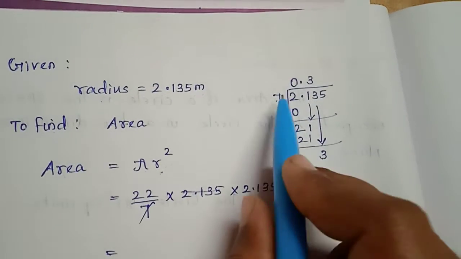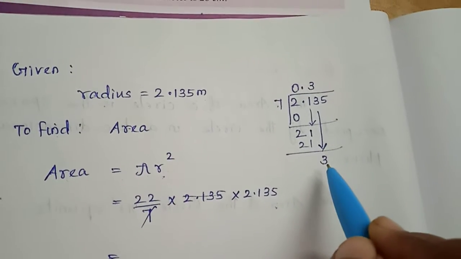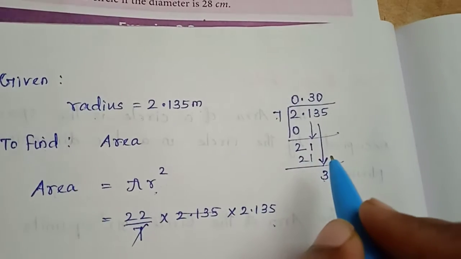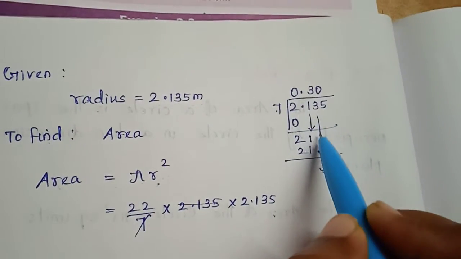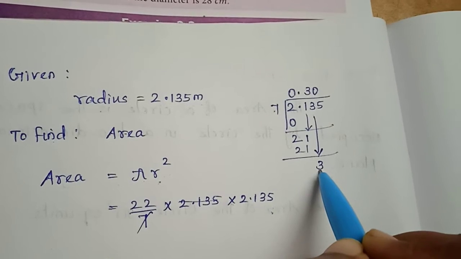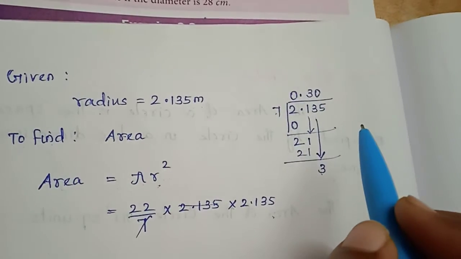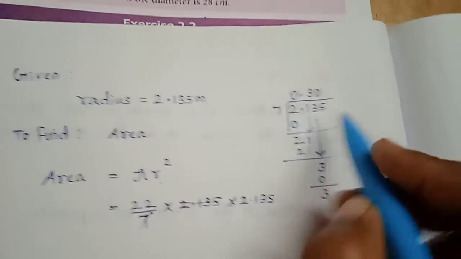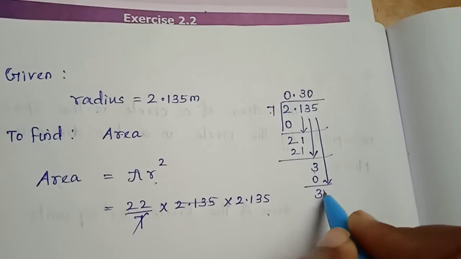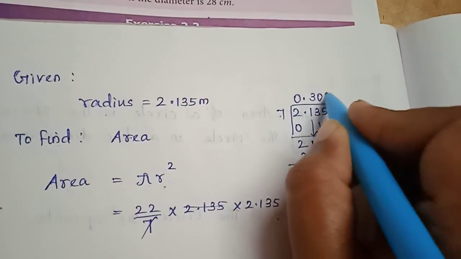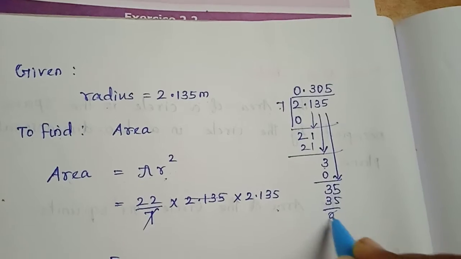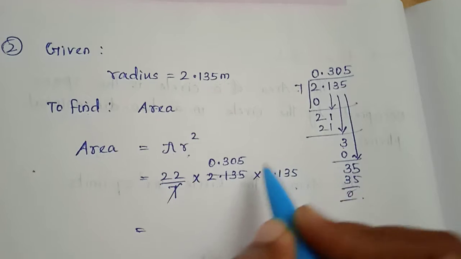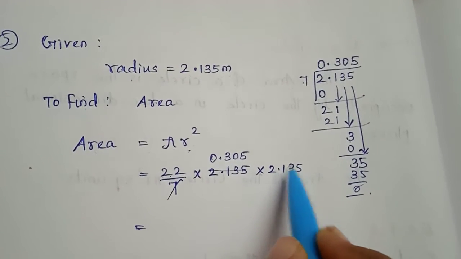Now, can you divide 3 by 7? It is not divisible. If it is not divisible, then we have to write 0 in the quotient. Okay. Whenever you are bringing down the number, if it is not divisible, then we should write 0 in the quotient. Now, 0 into 7, 0. Subtract, 3. Now we can bring down the next number. It is 5. In 35, we have 5 times of 7. So it is 0. Therefore, the answer is 0.305.